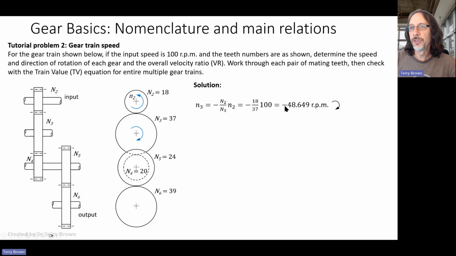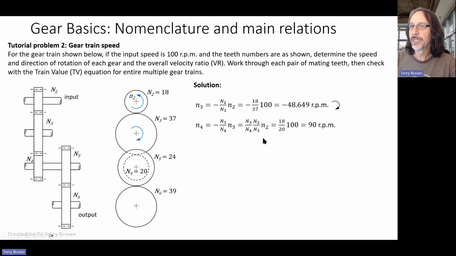All right, so let's move to the next pair of mating gear teeth, and that's between gear 3 and gear 4. Again, we can use the same relationship, and then we can substitute from up here into there. And the N3s cancel out.